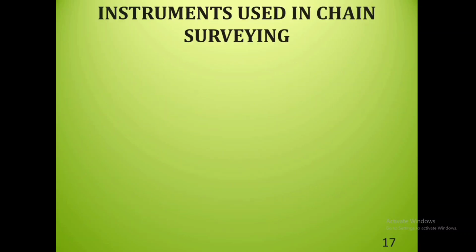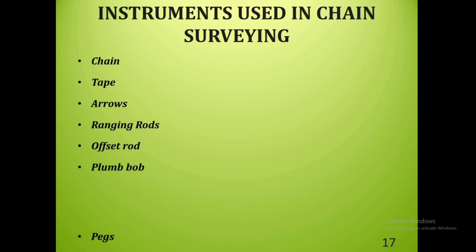Instruments used in chain surveying. In chain surveying, we normally use the following instruments like chain, tape, arrows, ranging rods, offset rod, plumb bob, pegs, cross staff and optical square. Let us study all these one by one.